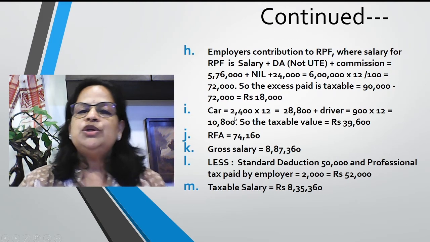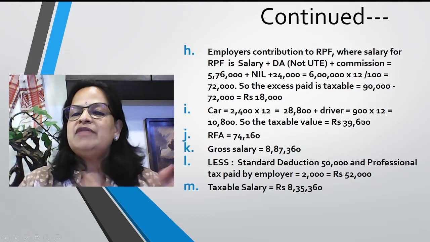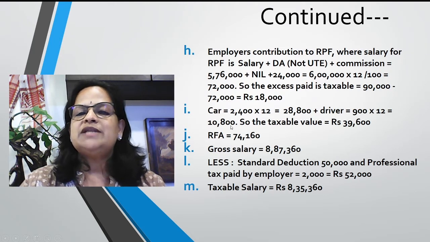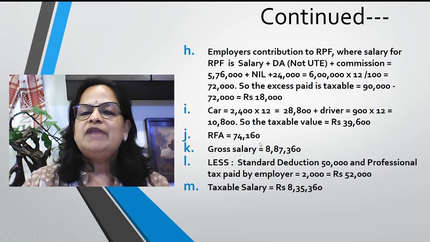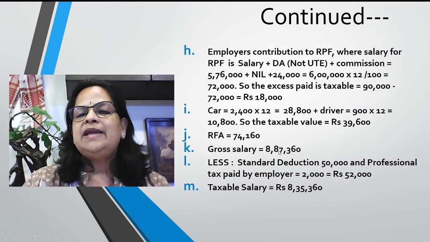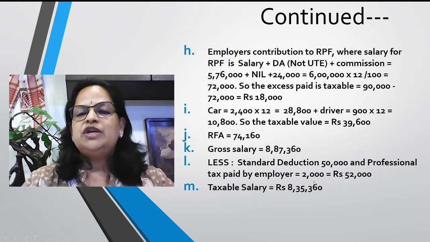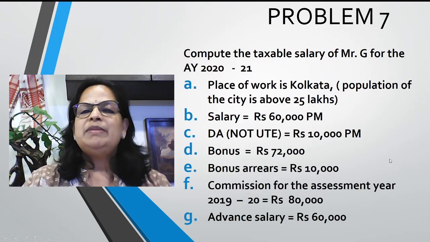Now car value, I told you it's exceeding 1.6 cubic liter capacity. So it's 2,400 into 12, 28,800, plus driver. Driver rate is 900, 900 into 12, 10,800. So the taxable value is 39,600. RFA value we have already calculated, 74,160. Gross salary 8,87,360. Standard deduction 50,000 and professional tax paid by employer, both we have to reduce. So 52,000 you have to reduce. Taxable salary you will get 8,35,360.